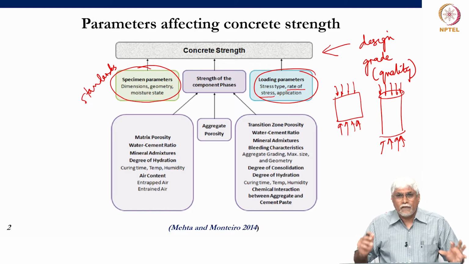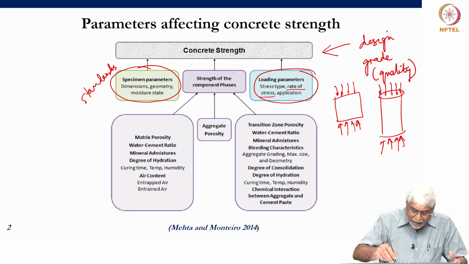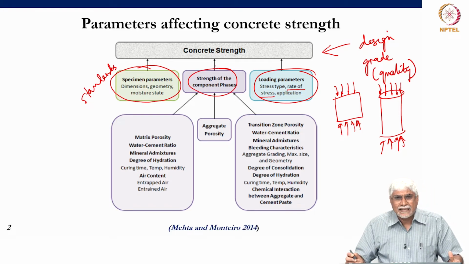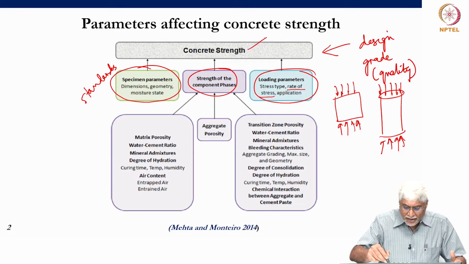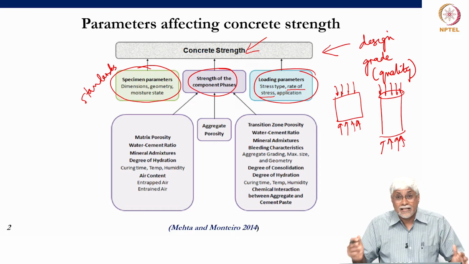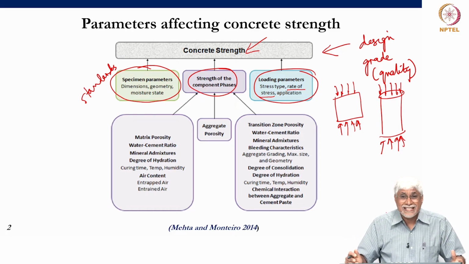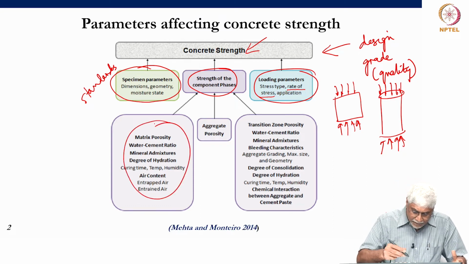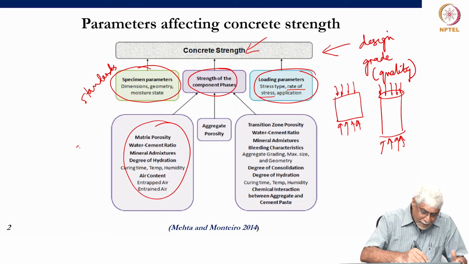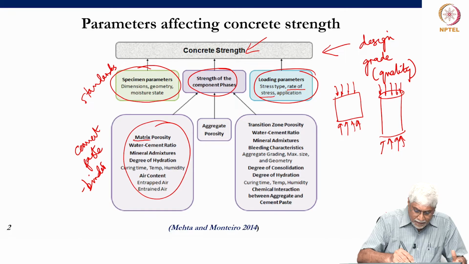So once we take care of how to test, the characteristics of the material, the components, their strength and other characteristics come in to determine the concrete strength. These could be coming from the different phases in concrete. The matrix or the binder, so this would be the cement paste, and basically the binder or the matrix. Okay, this is the matrix.